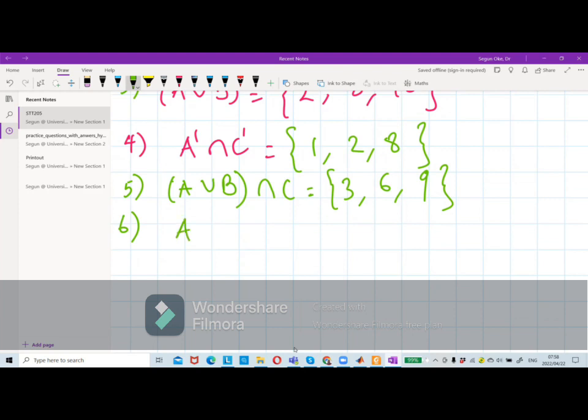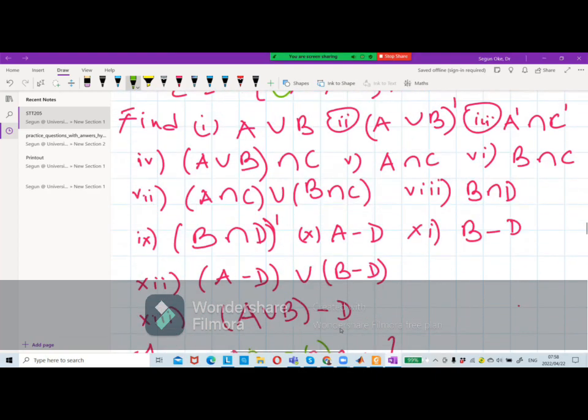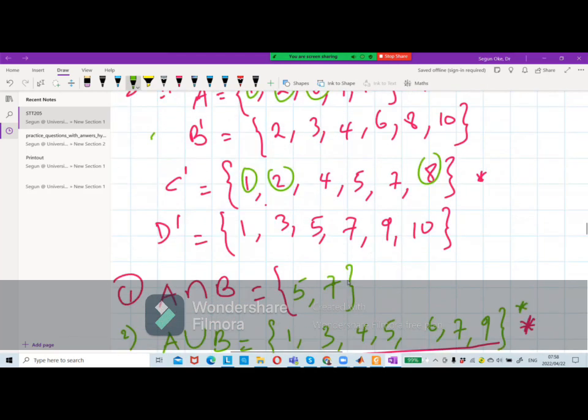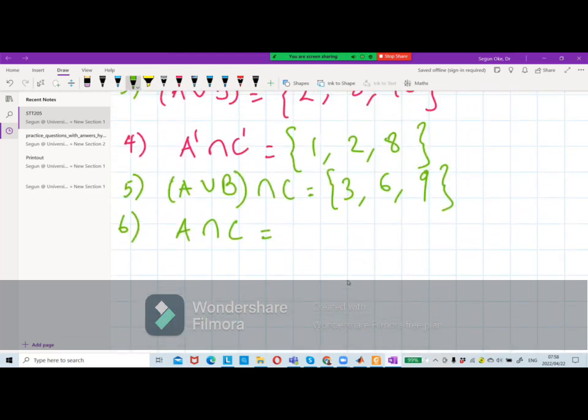So we have A intersection C. Let's go to A intersection C. We have A here. 3 is here. 3 is also here. 6 is here. 6 is also here. We have 9 here. Is 9 in C? No. So we have 3 and 6 that are common to them. So 3, 6 are common to them. So here we have number 7.